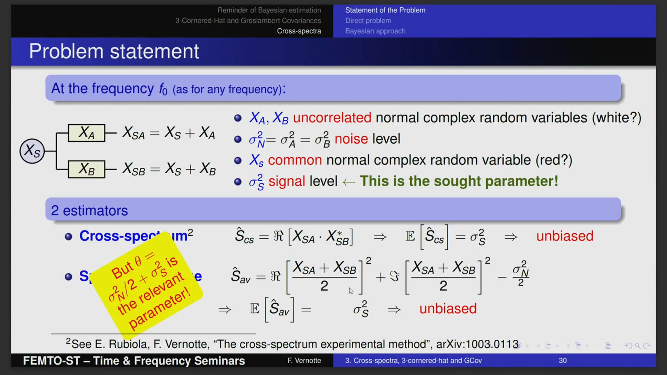Remember that the relevant parameter theta is sigma square n over 2. It's 2 because we have only 2 degrees of freedom, because it's a real plus imaginary part. But it can be 2m if you have an average of m values. So this is a relevant parameter because it means that you can determine the signal level, but you have a problem with the noise. If the signal level is very low regarding the noise, it will not be possible to distinguish, and the result will not give you the signal level.